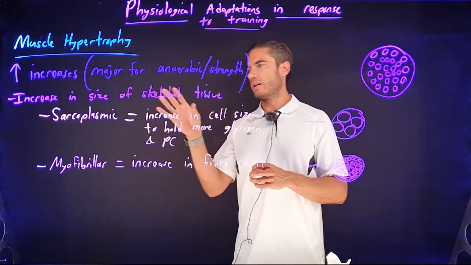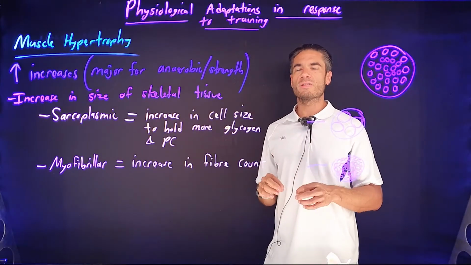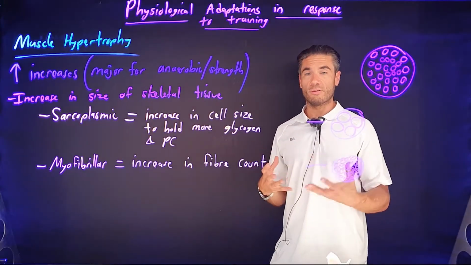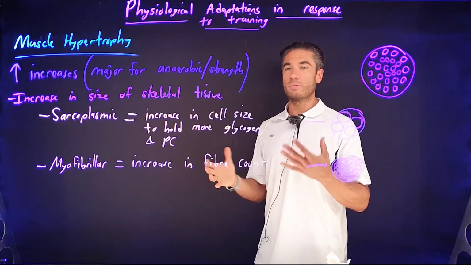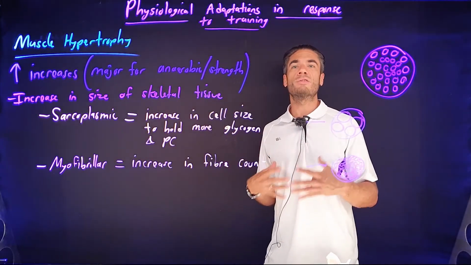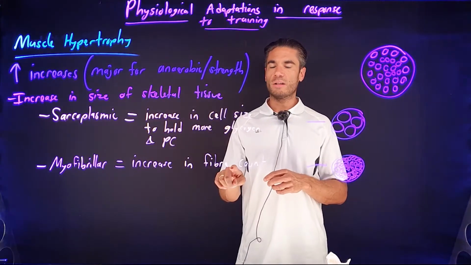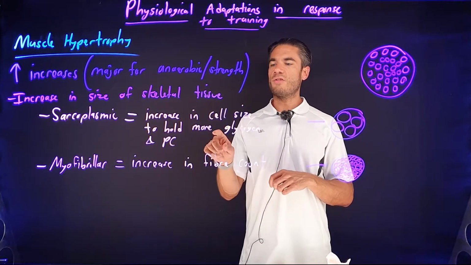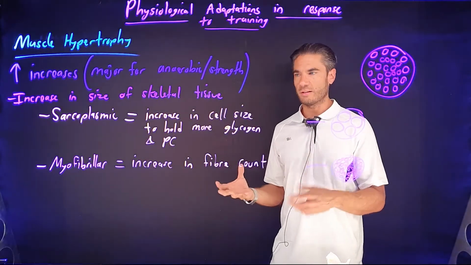So it can occur as sarcoplasmic hypertrophy, which is the increase in the cell size, which will hold more glycogen and phosphocreatine. And the second way is myofibrillar hypertrophy, which is the increase in the amount of fibers that you have in a skeletal muscle. Generally, one is the one that will change with aerobic training, and the other is the one that will change with anaerobic or strength training.